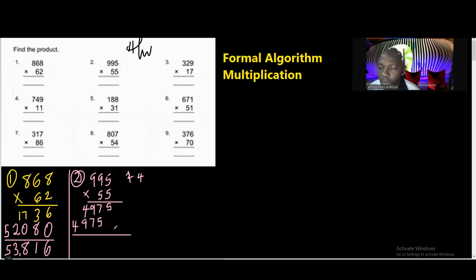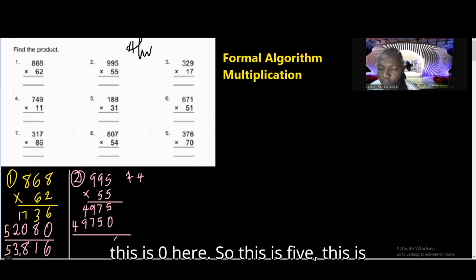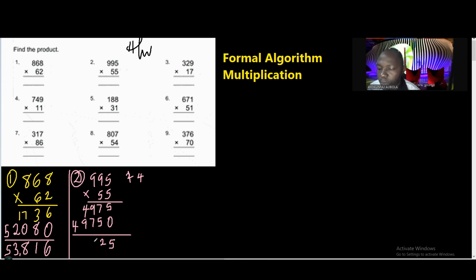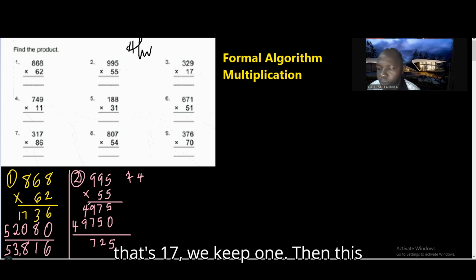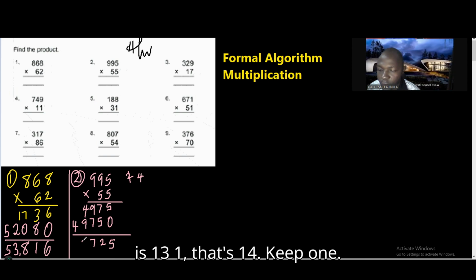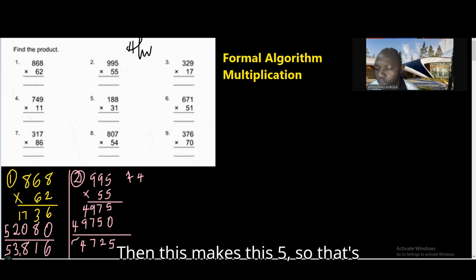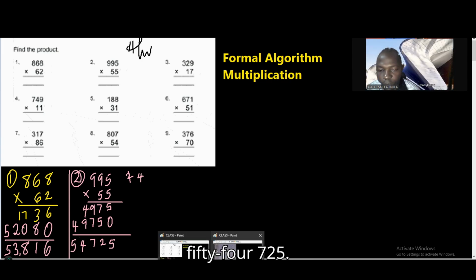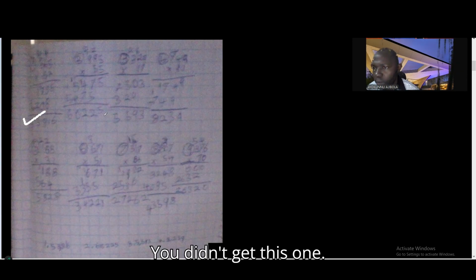So this is 0 here. So this is 5, this is 12, this is 16 plus 1. That's 17, you keep 1. Then this is 13 plus 1, that's 14, keep 1. Then this makes this 5. So that's 54,725. You didn't get this one.